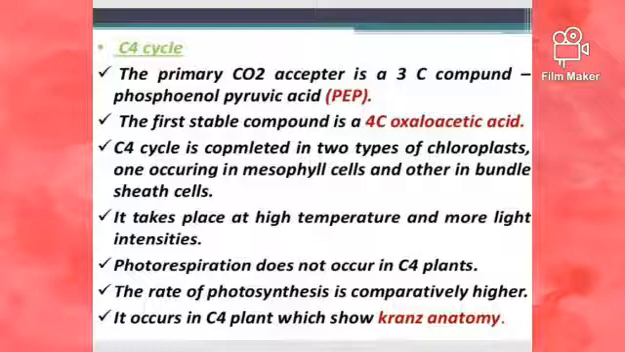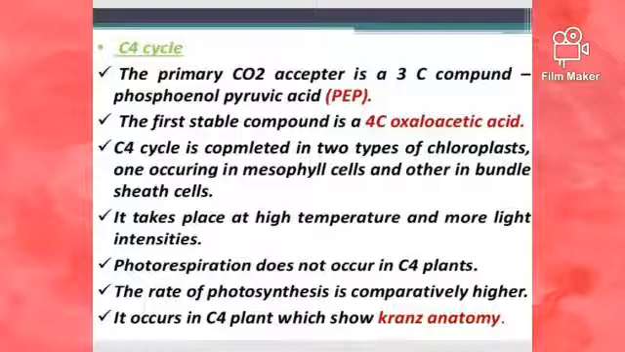The C4 plants are more adaptive and advantageous when compared to C3 plants because they can grow at high temperatures and higher light intensities, and they can suppress photorespiration also, as well as the photosynthetic yield is also more in C4 plants when compared to the C3 plants. So comparatively, C4 plants are more adaptive than the C3 plants.